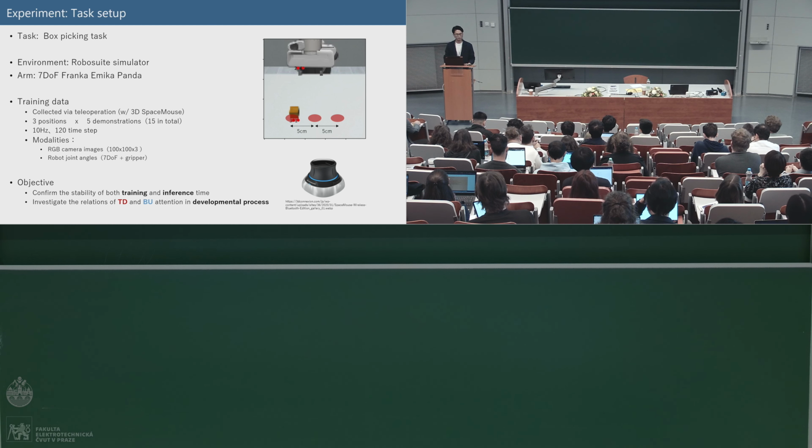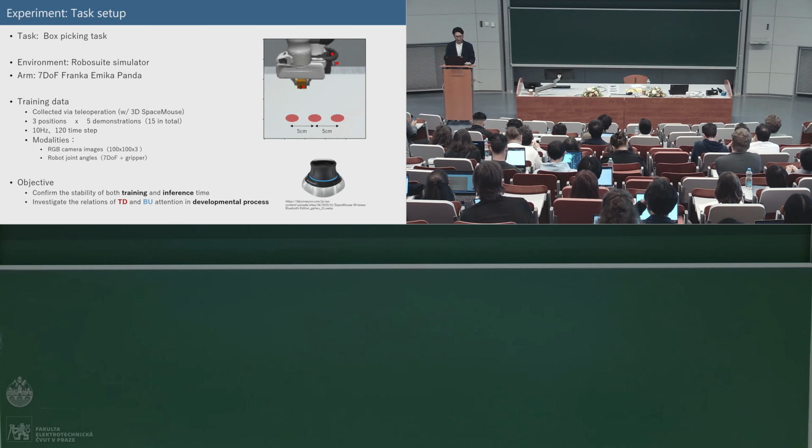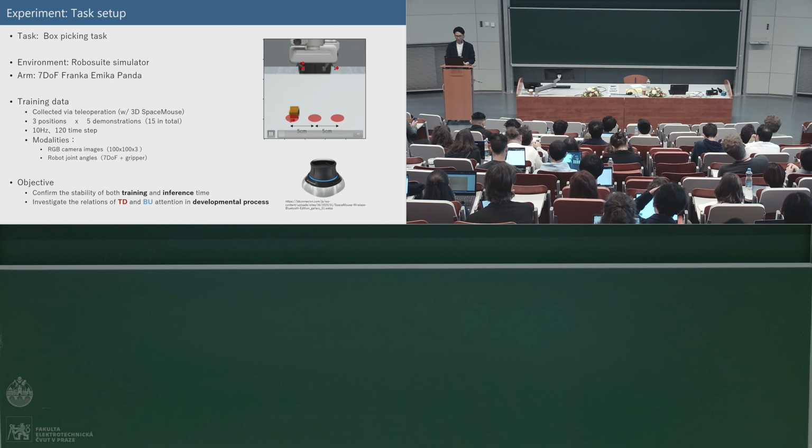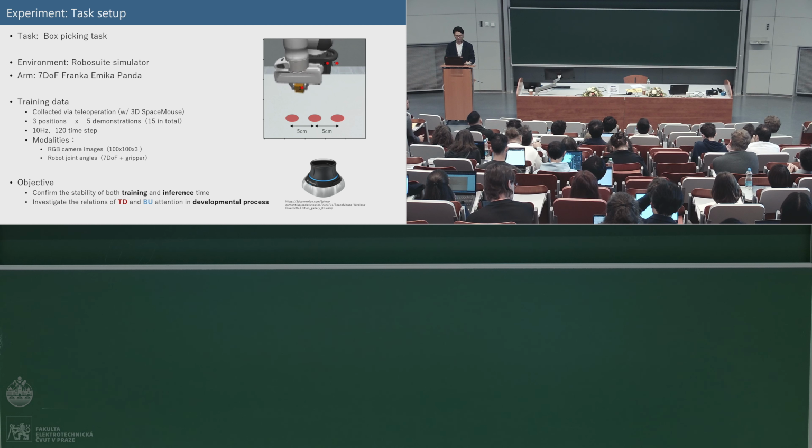Given that, we did an experiment to evaluate this model. The task was a simple box picking task in the RoboSuite simulator environment using a 7 degrees of freedom Franka Emika Panda arm. The training data was collected via teleoperation using a 3D space mouse, and the data we collected was at 3 positions, colored in red circles, and 5 demonstrations per position. The data was collected at 10 Hz and 120 time steps each. The modalities we collected were the RGB camera images and the robot joint angles.